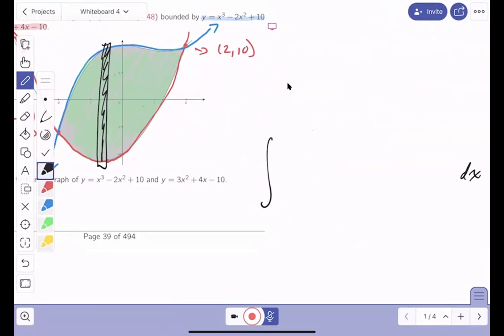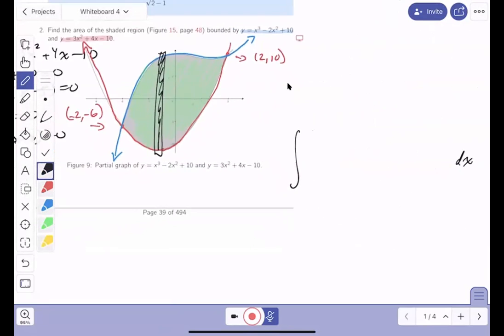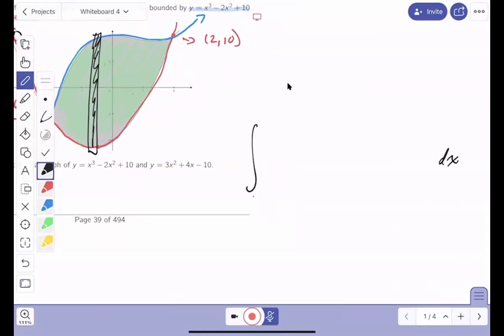What's my limit of integration? I'm going along the x's, and I'm looking at it's -2 to 2. What's the upper curve? It's the cubic. All right, so I'll write that down. So it's going to be x cubed plus 2x squared plus 10 minus the lower curve. And what's the lower curve? It's 3x squared plus 4x minus 10.